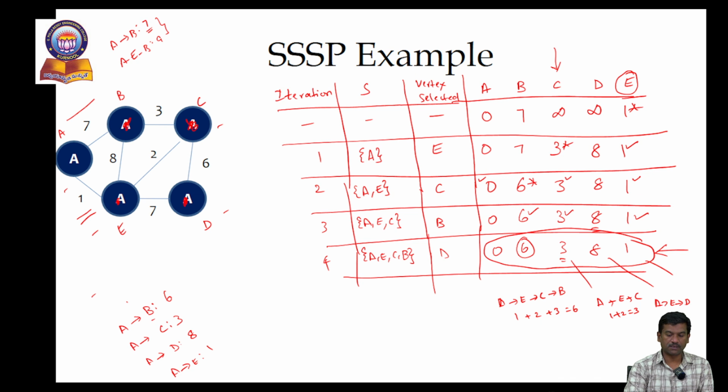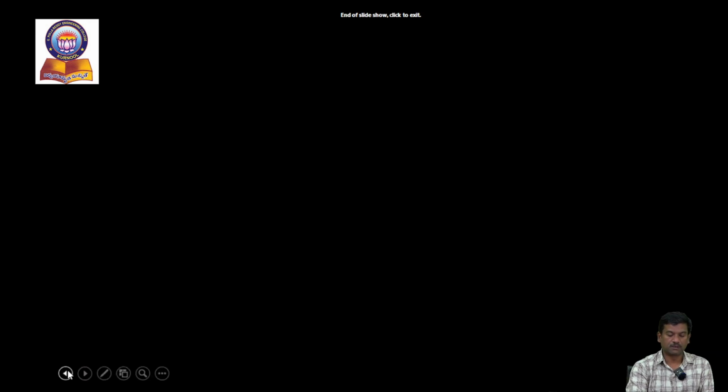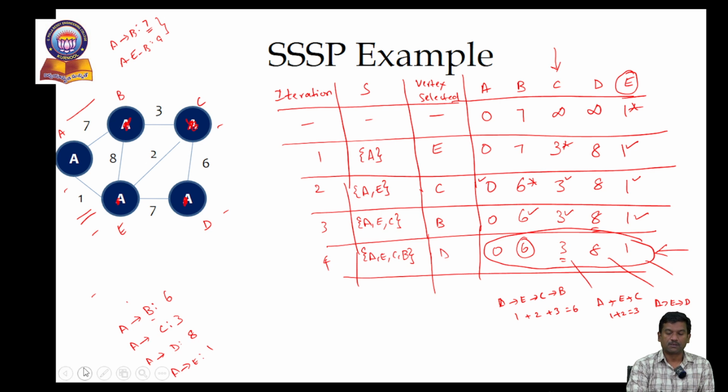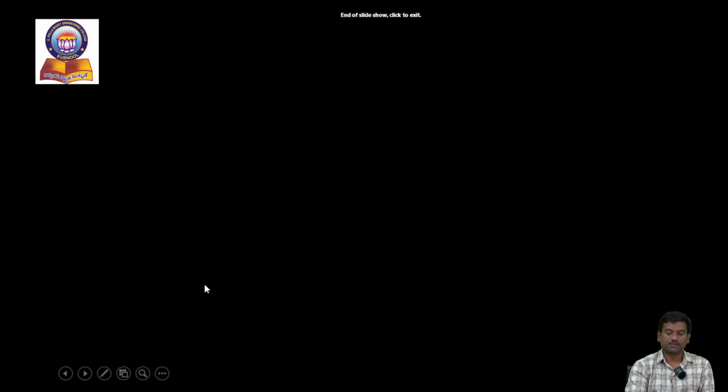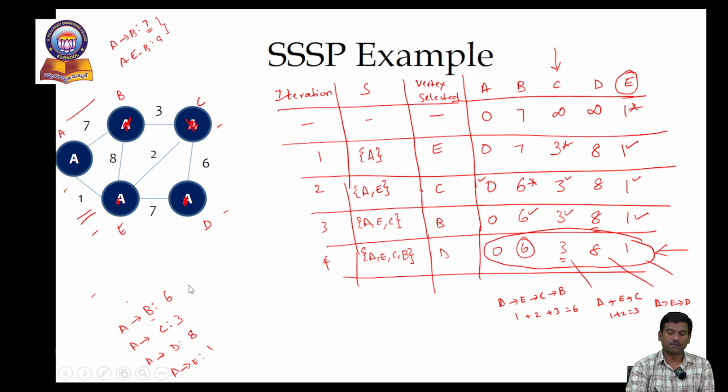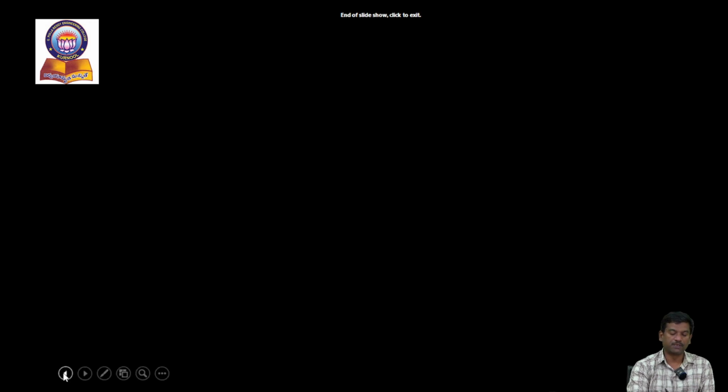Now consider another example. Within another example, I'll mention this in your next slide related to the single source shortest path. So this is how the single source shortest path can be implemented using Dijkstra's algorithm.